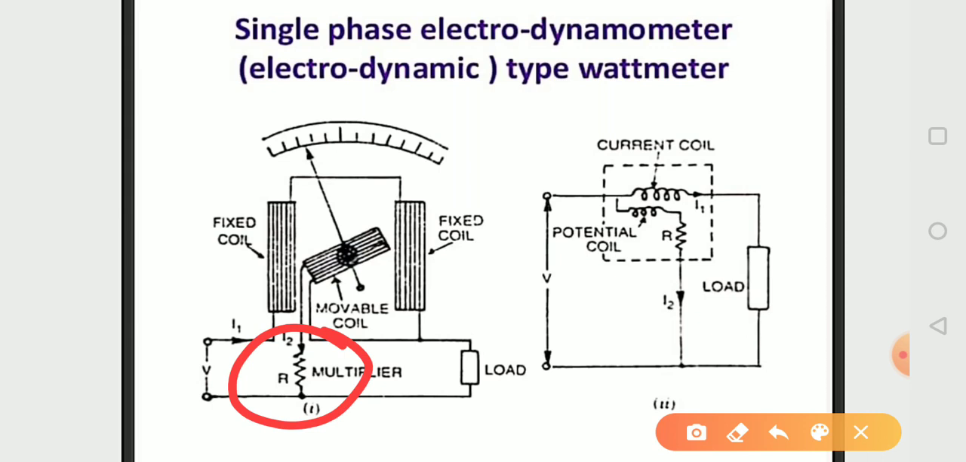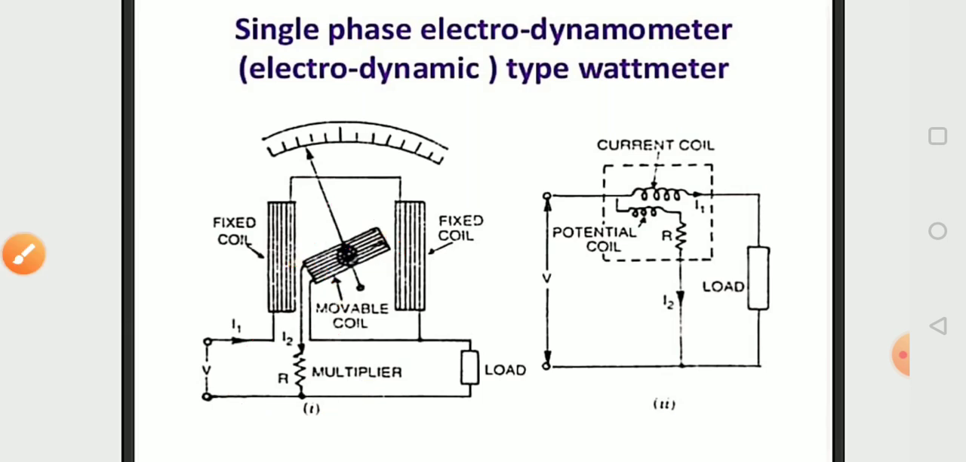This coil is mounted on the shaft, and the movable coil rotates inside the fixed coil. A pointer is attached to the movable coil and rotates over the scale. If the movable coil starts rotating, then the pointer also rotates over the scale.